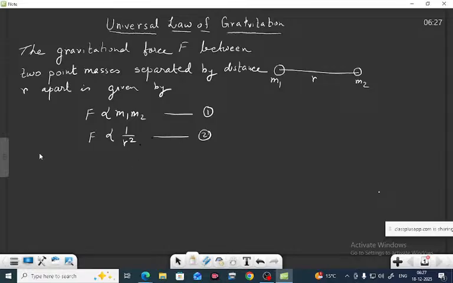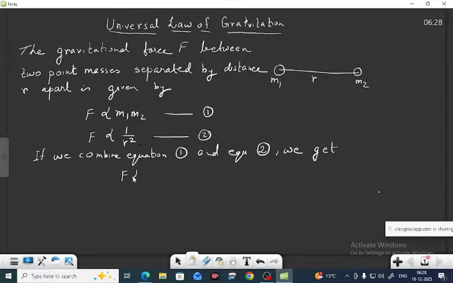If we combine equation 1 and equation 2, we will get that F is directly proportional to m1 into m2 by r square.